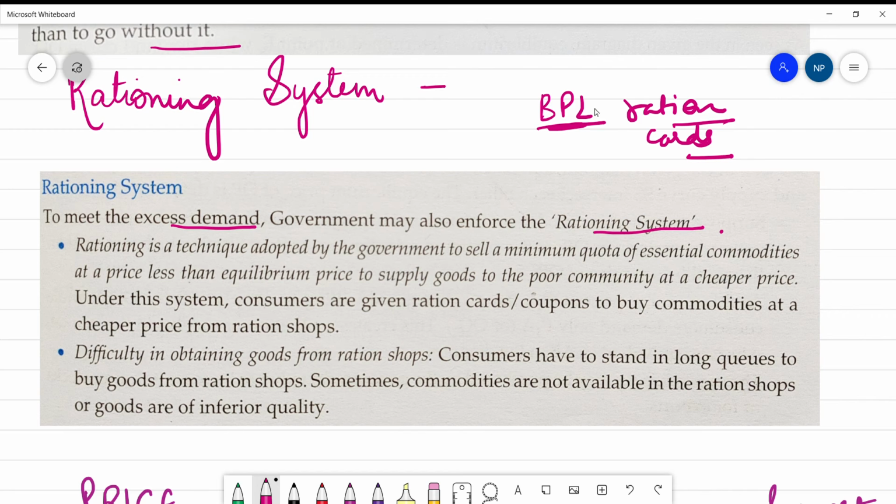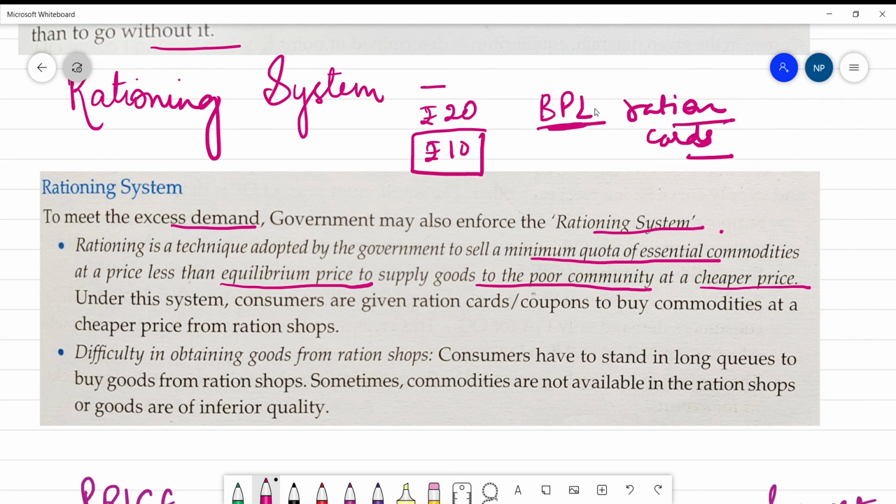So rationing is a technique adopted by the government to sell a minimum quota of essential commodities at a price less than the equilibrium price, to supply goods to the poor community at a cheaper price. That means if in the market the price is rupees 20, but for the people below the poverty line, the government can reduce it to rupees 10.